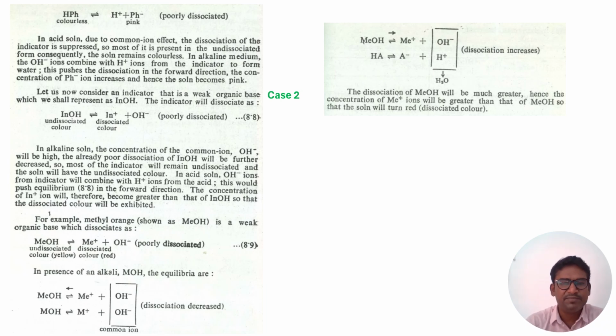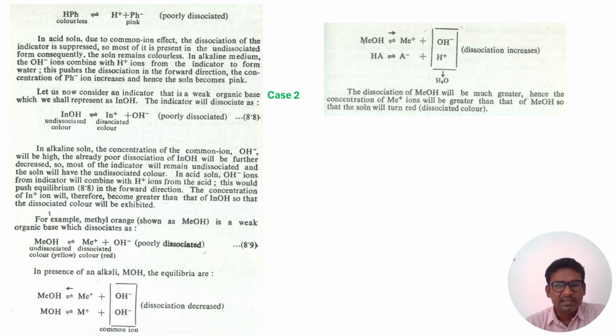as follows. This MeOH will give Me plus and OH minus. This is the methyl ion, positive ion, and this is the hydroxyl ion, which is poorly dissociated. In the presence of alkali, the equilibrium will exist as follows. So this is the methyl orange. As you know, the methyl orange will render the hydroxyl ion.